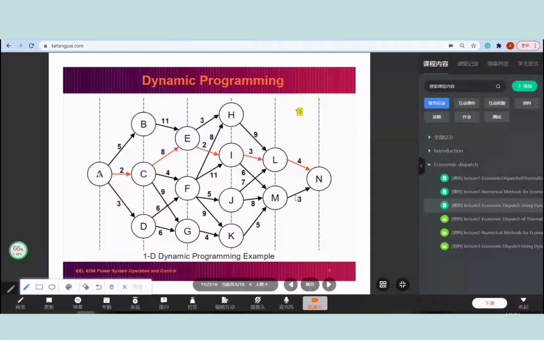If you list all the paths, for example A, B, E, H, I, L, N, A, B, E, I, L, N, A, B, C, F, I, L, N, and you list all these costs and compare all these paths, you will find that ACEILN is the most economic path, the path with the minimal cost. We just want to observe some conclusions from these results. Don't worry, I will show you how to find this.